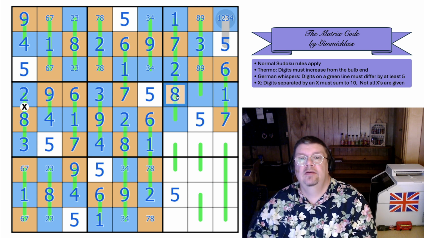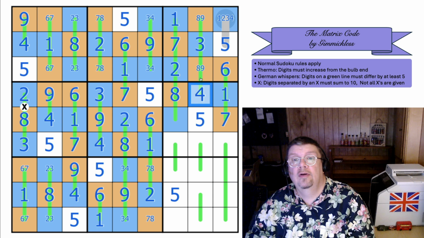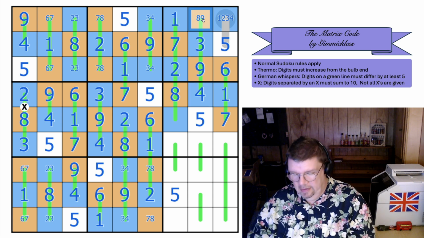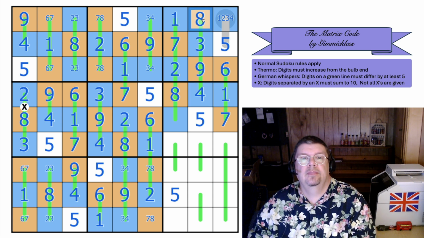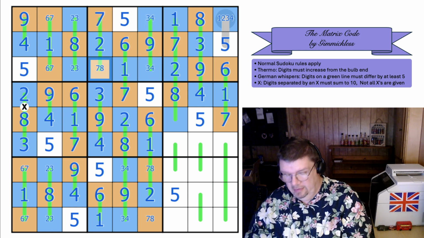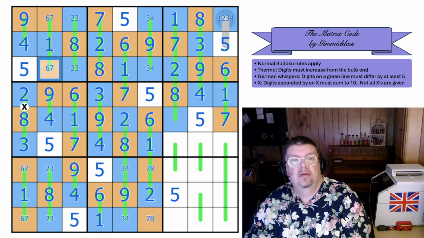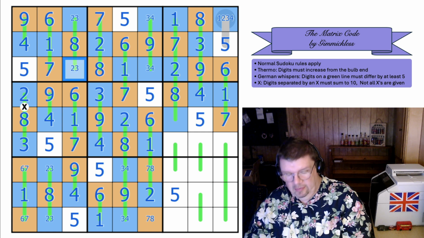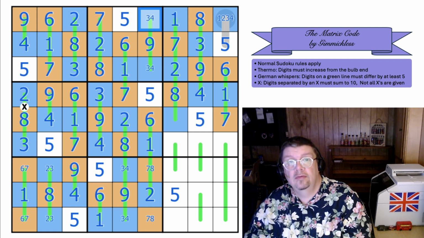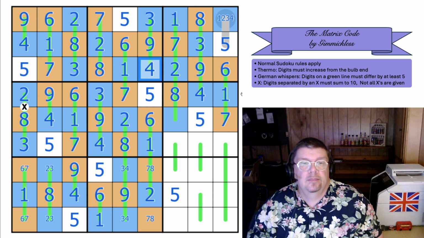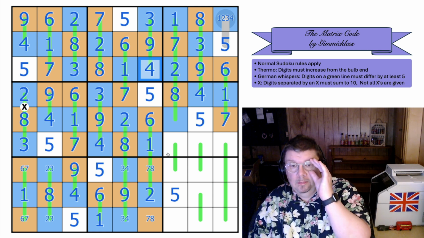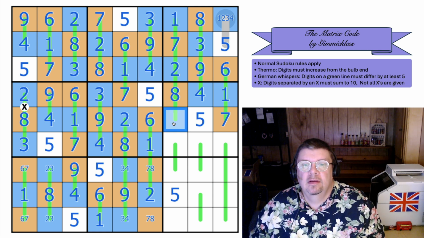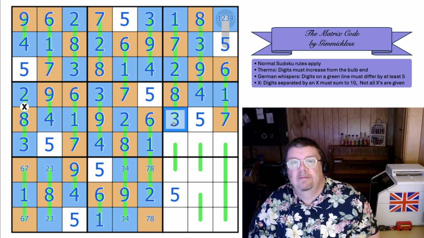That must be 8 and 4. That makes that 9 and 8. That 8 makes this 7, 8, 7, 6. The 2 makes that 3, 2, 3, and 4. This is a really nice puzzle. This sees 1, 4, and 2, so that is a 3.